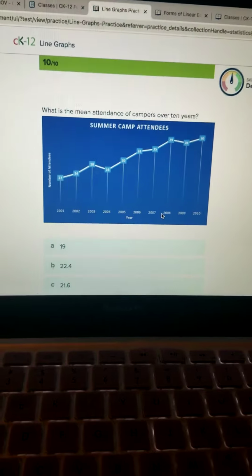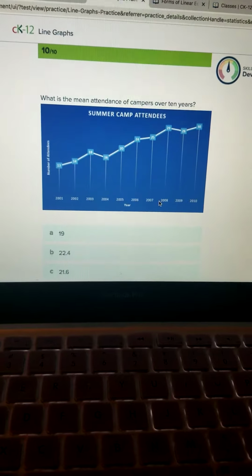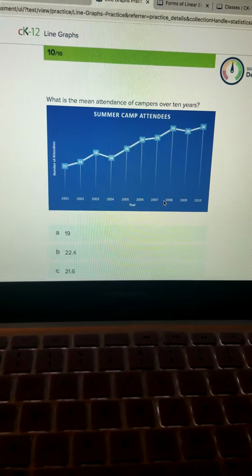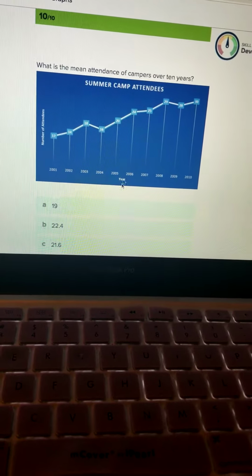Hey guys, we're looking at line graphs on CK12. Some of you said you were having problems with it, so I thought, let me go over this real quick. It says, what is the mean?